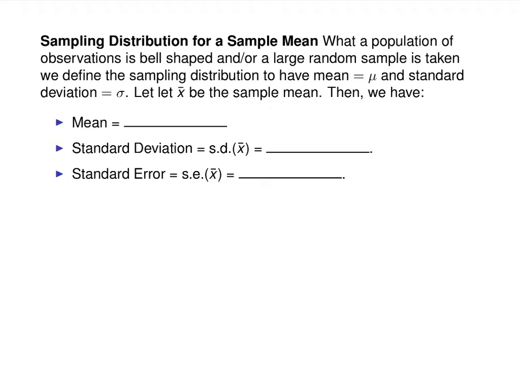This probably shouldn't say what, it should say when. Spell check doesn't catch those things. When a population of observations is bell-shaped and or a large random sample is taken, we define the sampling distribution to have mean mu and standard deviation sigma. Then the mean of the sampling distribution is mu.